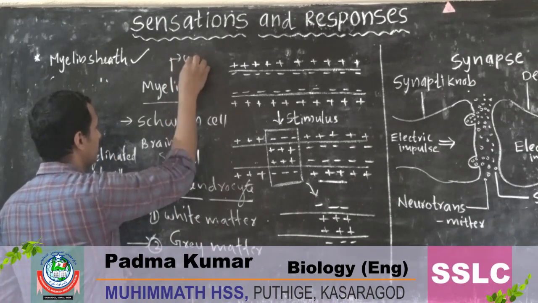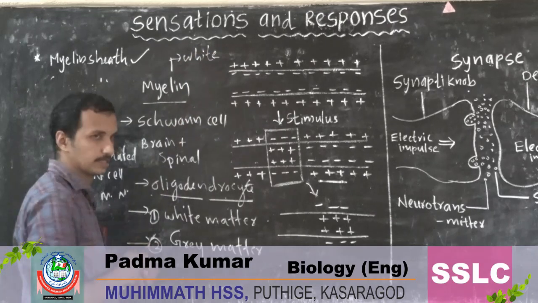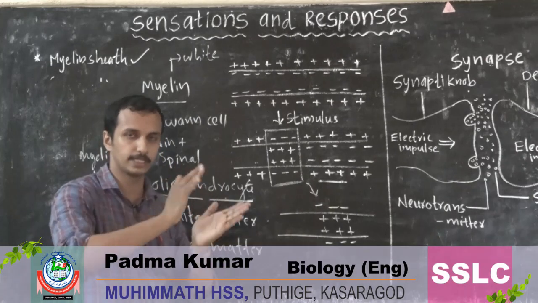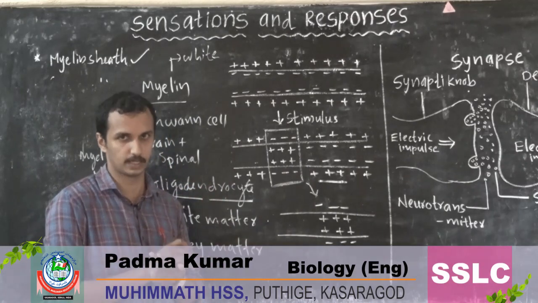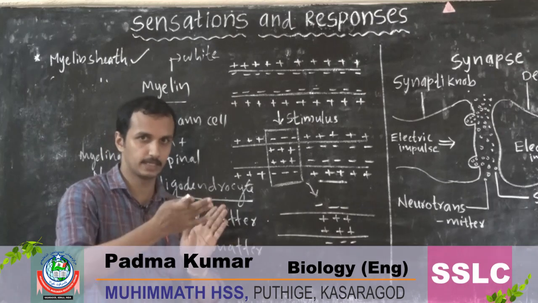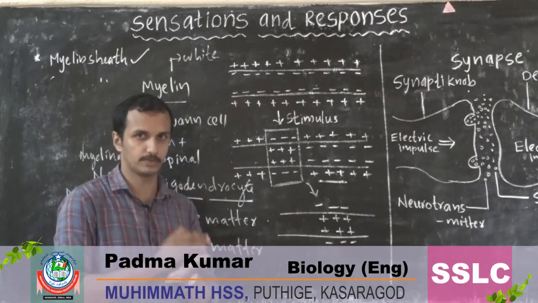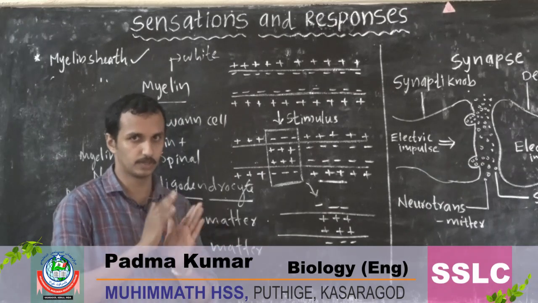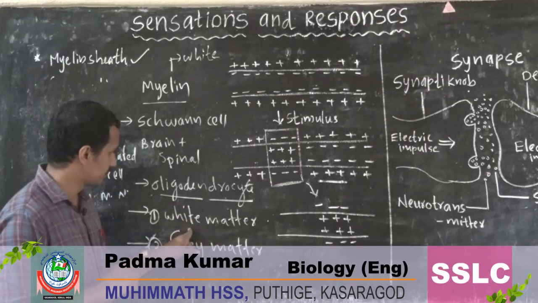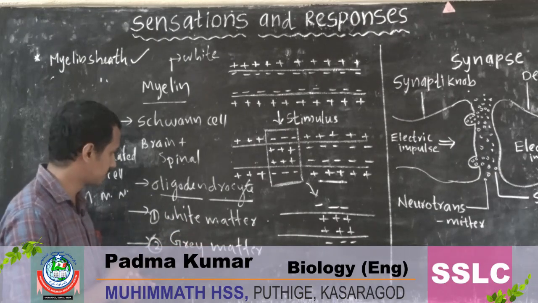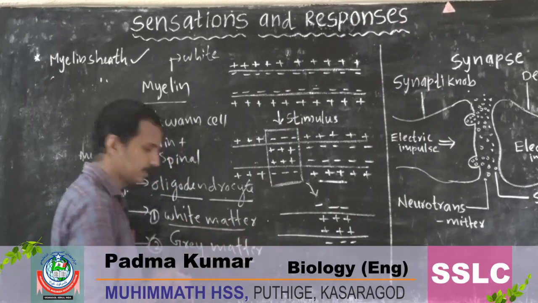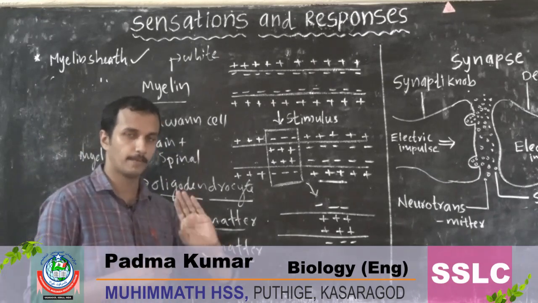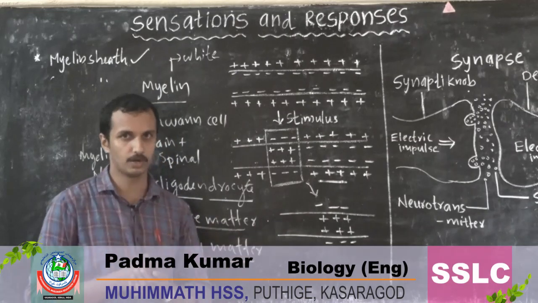This myelin sheath is usually white in color, so that region is visible as white. More myelinated means that region will be more white in color, and the non-myelinated region will be less white in color. That you have to remember. The regions of brain and spinal cord are classified into white matter and grey matter based on the presence or absence of myelinated and non-myelinated nerve cells.